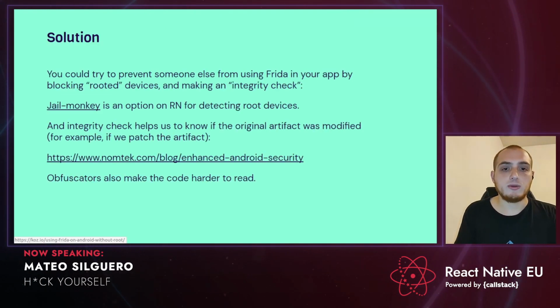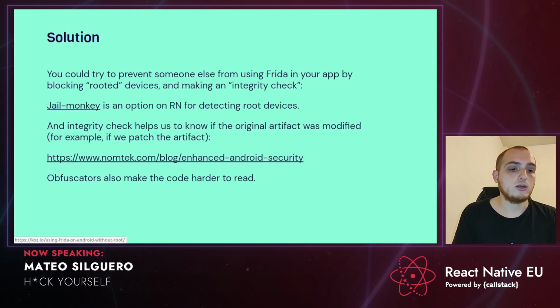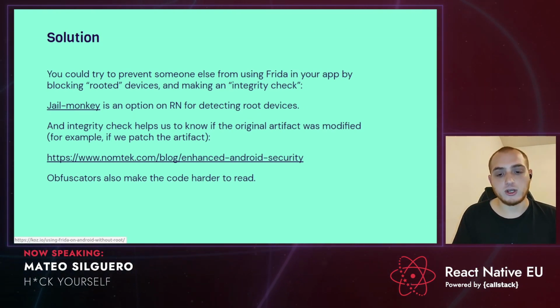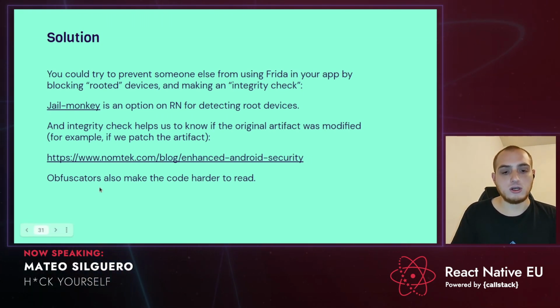You could try to prevent someone else from using Frida in your app by blocking root devices and making an integrity check. JailMonkey is an option for React Native for detecting root devices. An integrity check helps us know if the original artifact was modified, for example, if we patch the artifact. Also, obfuscators make the code harder to read and harder to use Frida on.